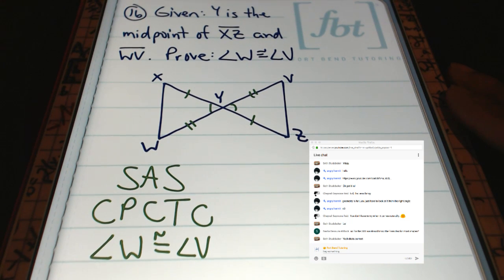Good stuff. Seth says that is correct, that I said it correctly. Fantastic. All right.